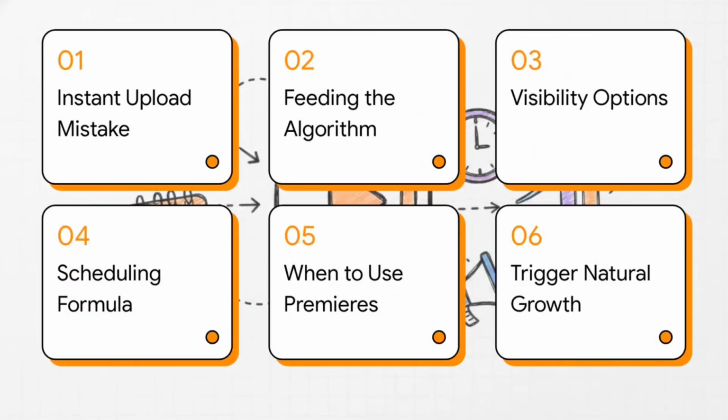Okay, let's dive into this. Here's our roadmap for today. First, the instant upload mistake. Second, feeding the algorithm machine. Third, choosing your visibility option. Fourth, the perfect scheduling formula. Fifth, when to use premieres. And finally, triggering natural channel growth.